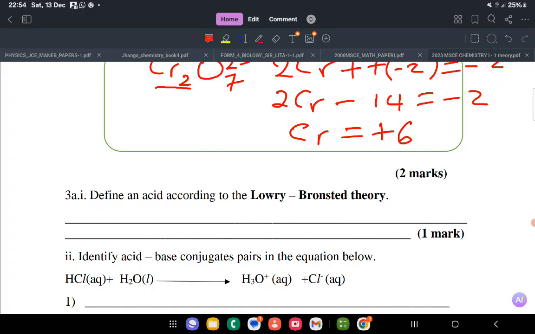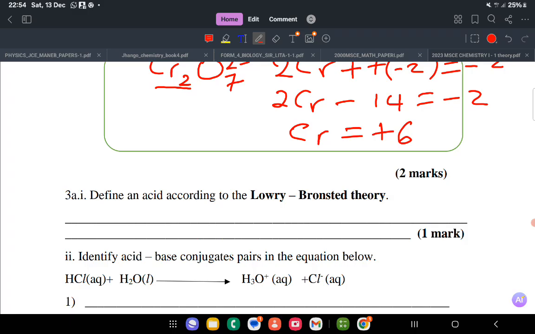All right, number 3A, 1, define an acid according to the Lowry-Bronsted theory. Remember that there are many theories used to define acids or bases. One theory, which you met in Form 2, is known as the Arrhenius theory. According to the Arrhenius theory, an acid is any substance which releases hydrogen ions in solution, and a base is a substance which releases hydroxide ions in solution.